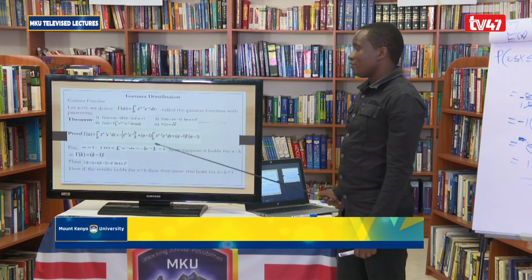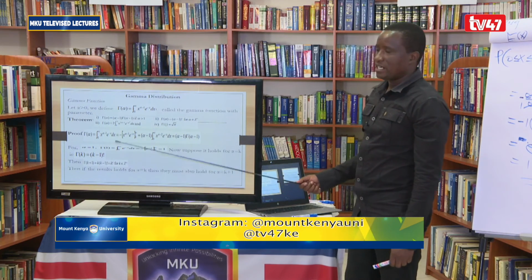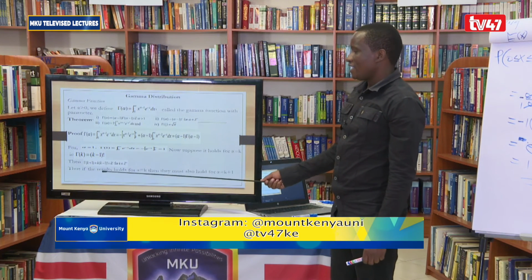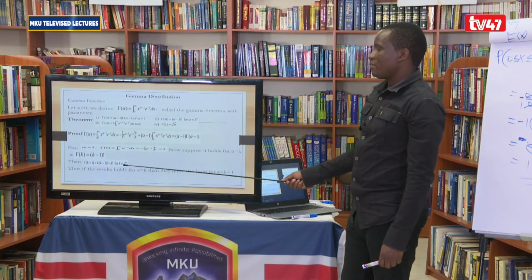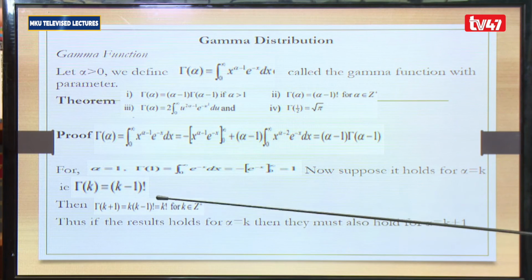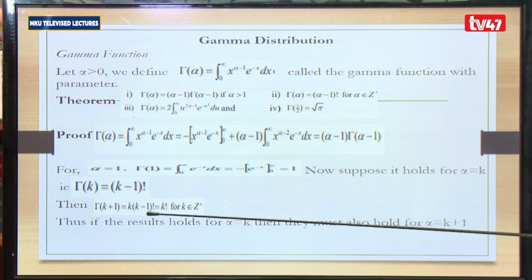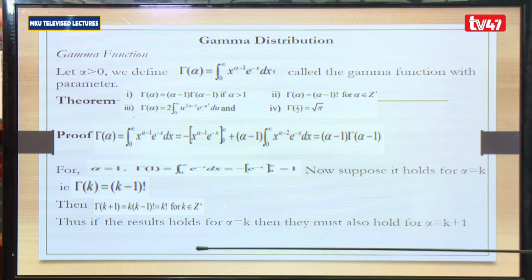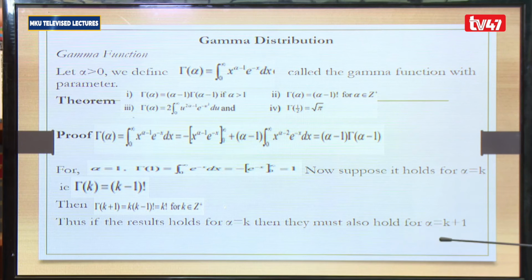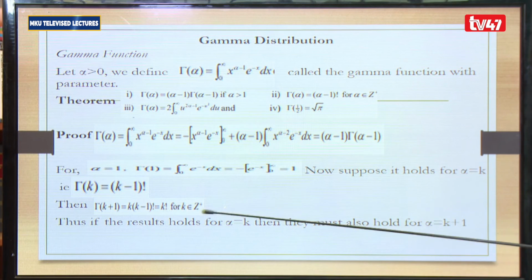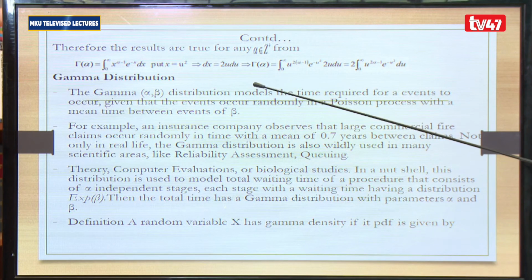Now suppose it holds that alpha is equal to k, so we have gamma of k is the same as k minus 1 factorial, and this is the one we'll be using most, and then it means that gamma of k plus 1 is the same as k factorial. So if you have k plus 1 here, then it's the same as doing k factorial. If you have k, it's the same as doing k minus 1 factorial. Then if these results hold for alpha equal to k, they must also hold for alpha equal to k plus 1. We are just insisting that if alpha is k plus 1, then you will have k factorial.